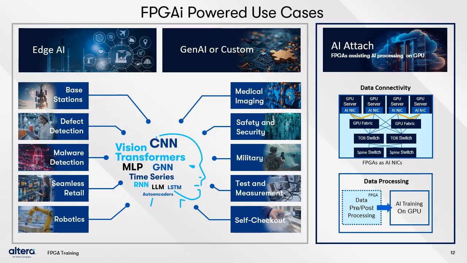Altera broadly categorizes FPGA AI use cases as edge AI use cases that could be developed using FPGA AI Suite and OpenVINO Toolkit; custom AI accelerators developed using traditional FPGA flows, like any other traditional FPGA design, like Gen AI LLM models; and AI attach use cases where FPGAs assist with AI processing on GPUs. In both edge AI and Gen AI or custom use cases, Altera FPGAs offer versatile and efficient solutions for accelerating AI tasks, particularly in applications where customization, deterministic low latency, tight integration, and energy efficiency are critical.